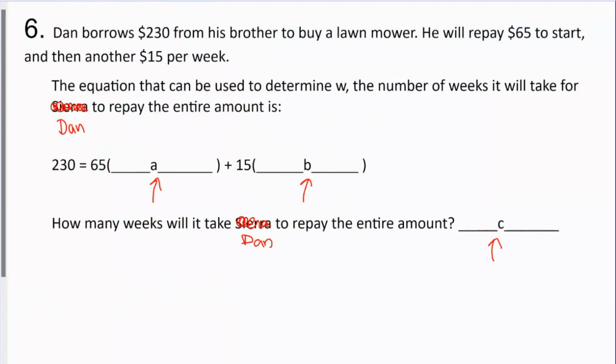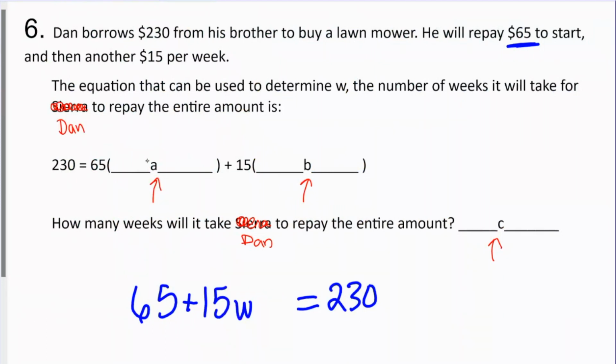Let's start with what we know. Well, we know that Dan borrowed a total of $230 from his brother, and he's working to repay. So we know that he needs to repay $230. That's how much money Dan has to repay in total. He's going to start with 65, and he's going to continue to pay $15 per week. We don't know how many weeks. So now let's see, what could we plug in for A and B to make the situation true? Well, we have our 230. So that's good. We have 65. So we're multiplying 65 times something should give us our 65 because we know that's how much he's starting with. And I know the only number that I can multiply for this to say 65 is 1. Then I'm looking at 15 times my W, times our weeks, to get us our total paid.